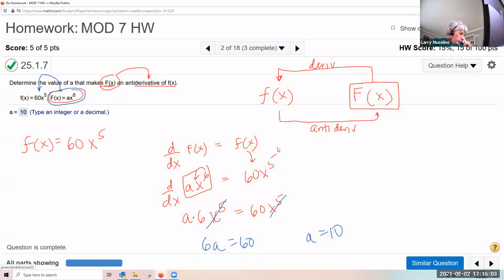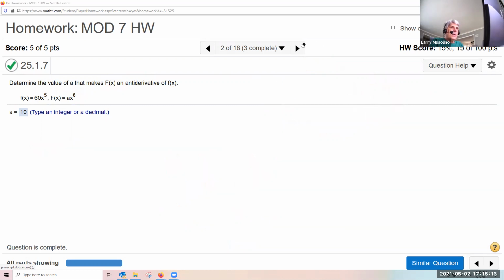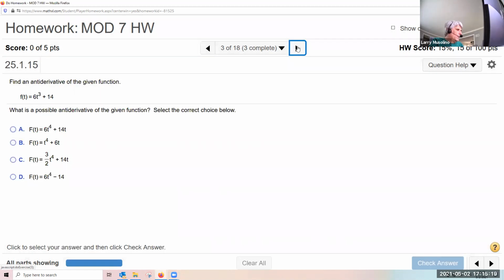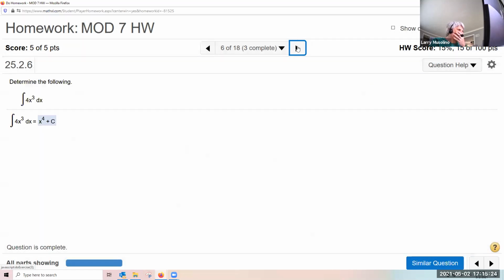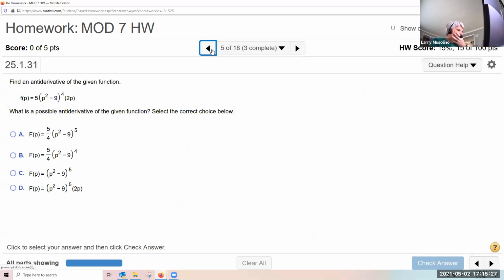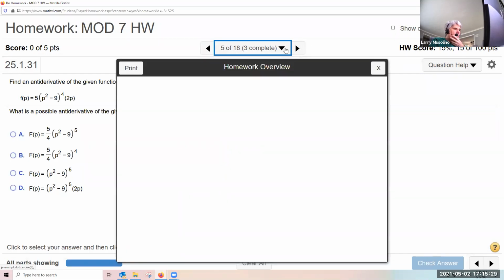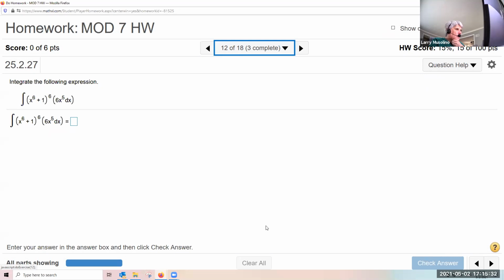All right, folks, how about if we do a few more examples? Let me go to an example that's a little more challenging for integration. Let's do number 12.